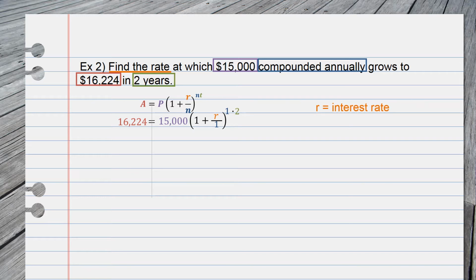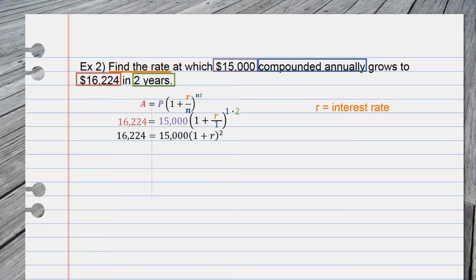This is our equation. Now we have to follow GEMS, and so first we are drawn to inside the parentheses. We have 1 plus R over 1. Well, R over 1 can be reduced, and also looking at the exponent, 1 times 2. So when we clean this up, we then have the equation 16,224 equals 15,000 parentheses 1 plus R, close parentheses, raised to the power of 2. Now this is our equation.